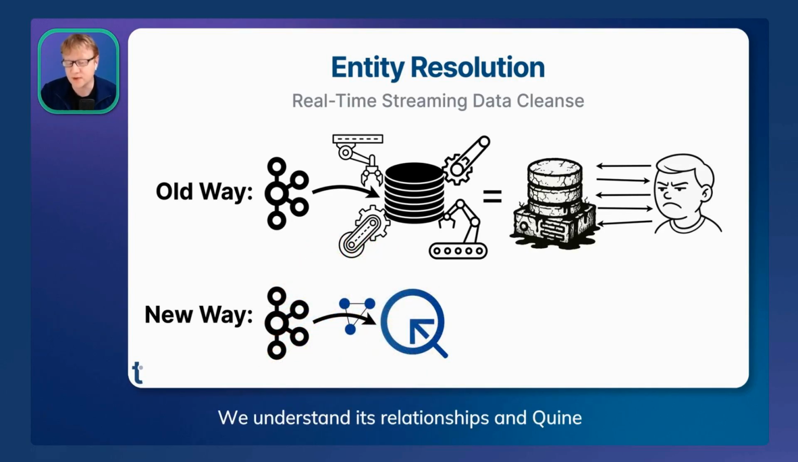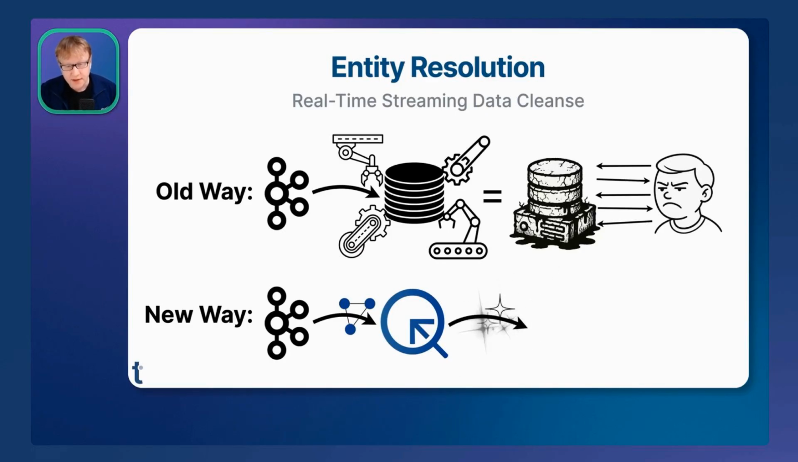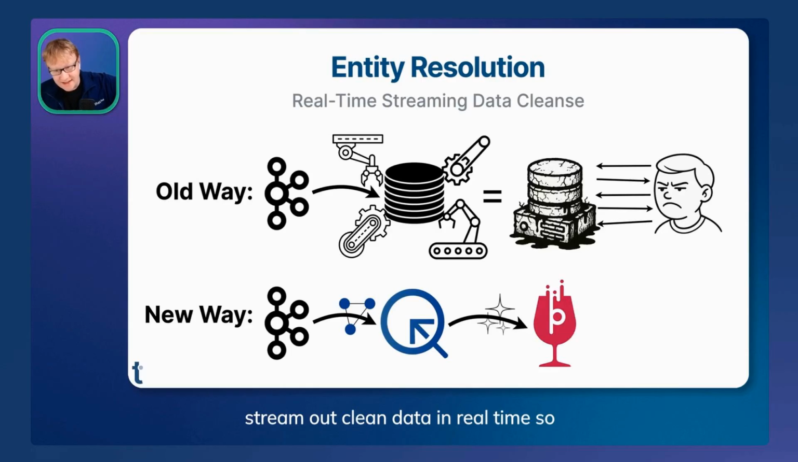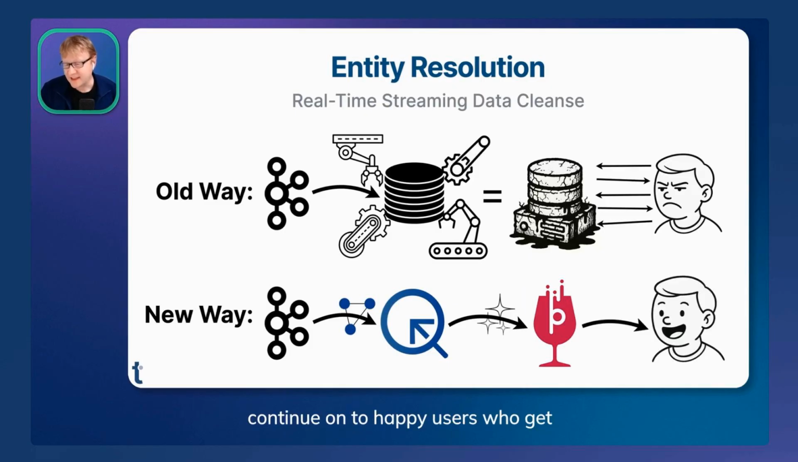We understand its relationships. And Quine can use those standing queries to find resolved entities, stream out clean data in real time so that a downstream system like Apache Pinot, or if you have the StarTree souped up version of it, you can consume that in real time to do the analytics that you need on now clean data and continue on to happy users who get streams of insights one after another, and the insights keep coming as soon as they're available.